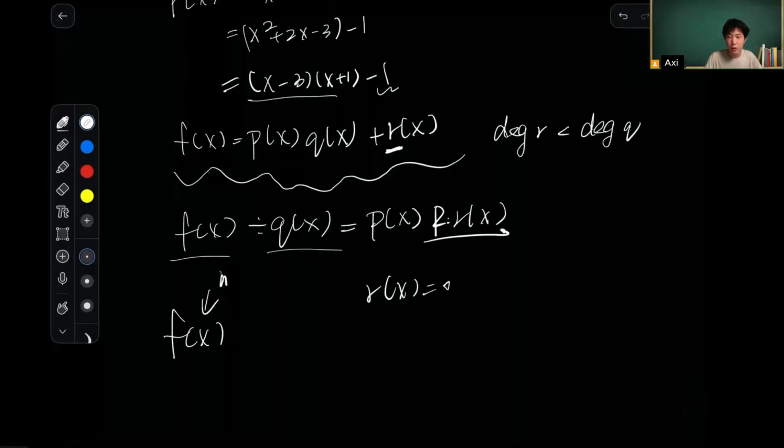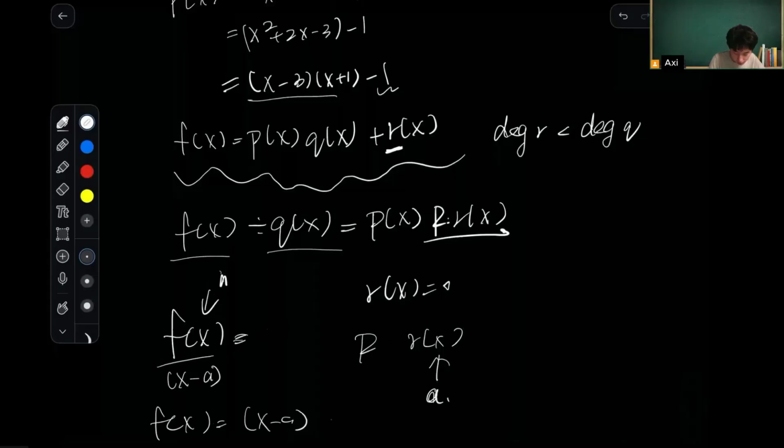However, a better way to understand this is that, in fact, you are dividing f of x by x minus a. And then you are trying to find the remainder r of x, and then plug a into r of x again. Or in a simpler way, f of x can be written as x minus a times p of x plus r of x. Since you're plugging in a, then this term is 0, so you're left with the remainder. So this is the true functioning thing behind polynomials.